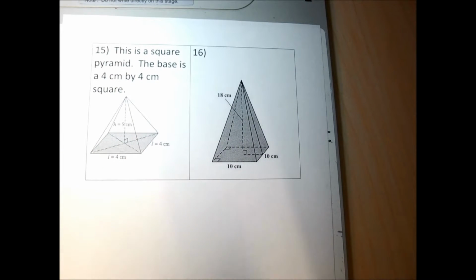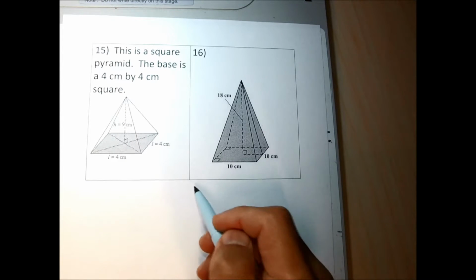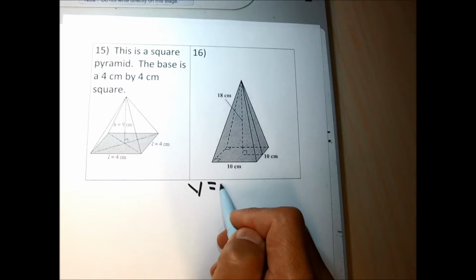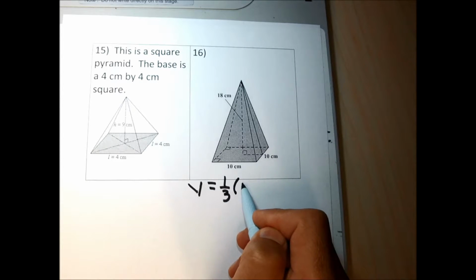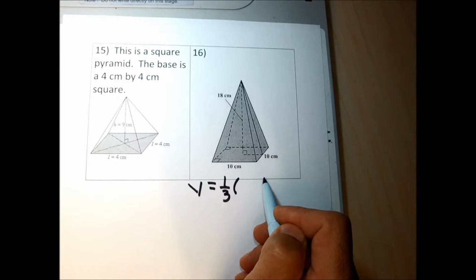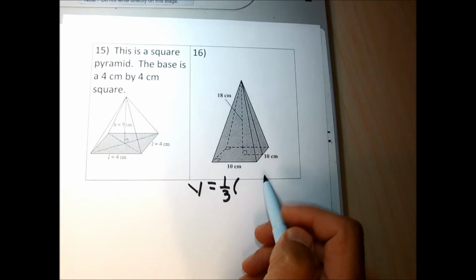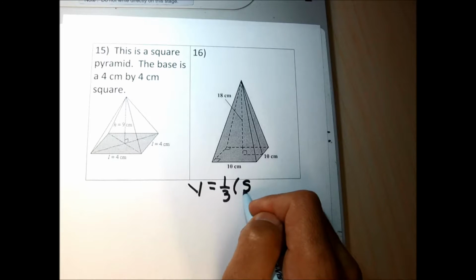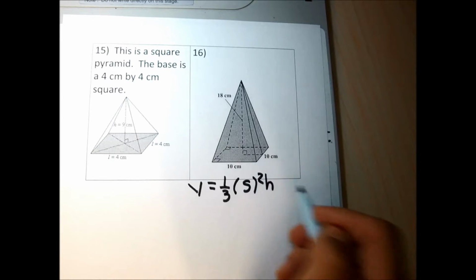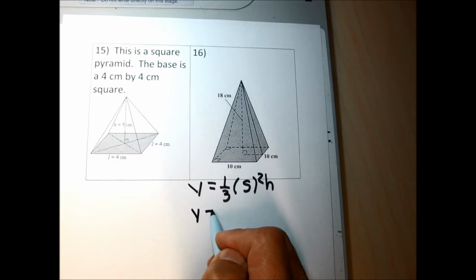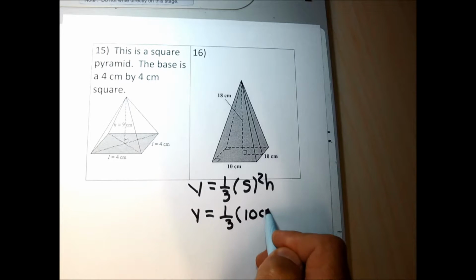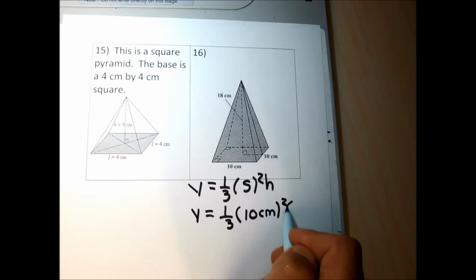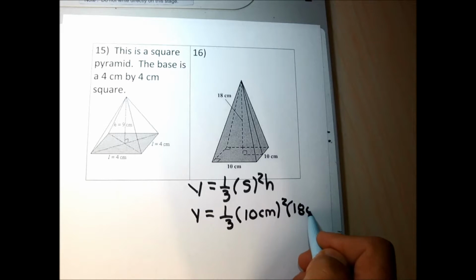So 15 and 16 are more square pyramids. So I'm using the same formula. Volume equals 1/3 times S squared times the height is the formula. So for me, I'm going to do 1/3 times 10 centimeters squared times the height of 18 centimeters.